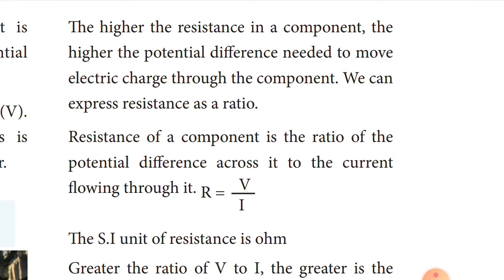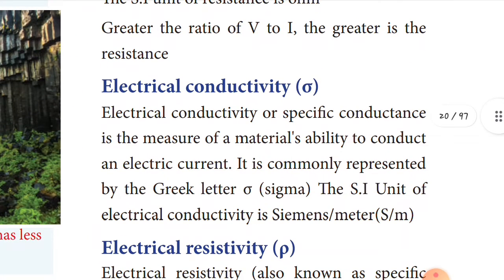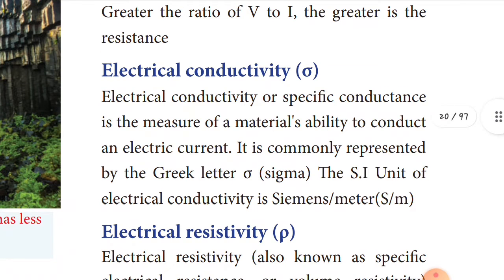See the last paragraph, children. Resistance of a component is the ratio of the potential difference across the circuit to the current that flows through it. That is a very important thing. R, resistance, is equal to V, volt, divided by I, current. The unit of resistance is what? Ohm.